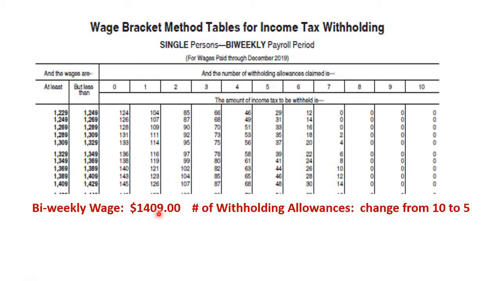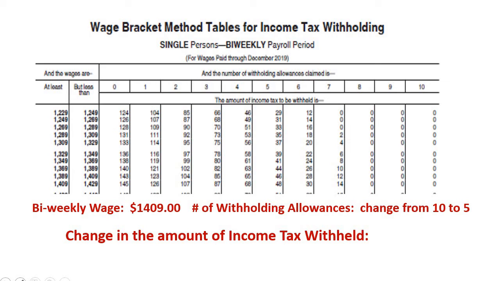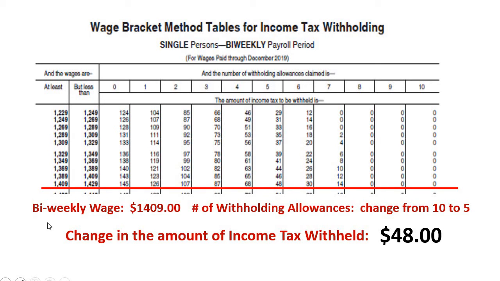So here again, biweekly wage $14.09, and we're changing the number of withholding allowances from 10 to 5. What do we get for the amount of change of income tax withheld from this paycheck? Oh, 48, so we got a different answer, so let's check this and make sure. $14.09, again, lower row if it's listed in the table. At 10, I had no tax withheld, and at 5 I'm having $48 withheld. So yeah, that turns out to be right. It isn't the case that every answer is going to be $58.